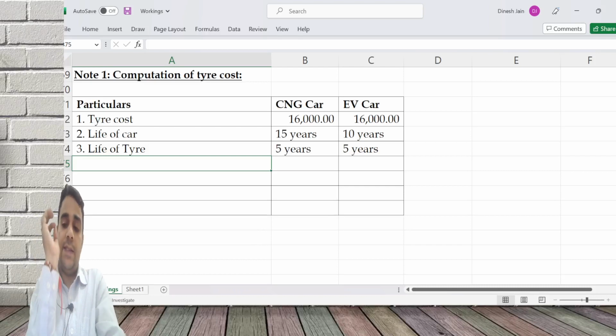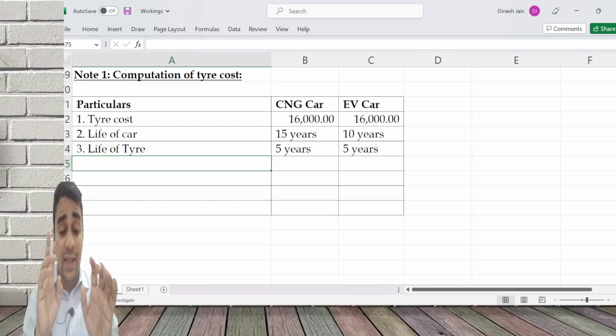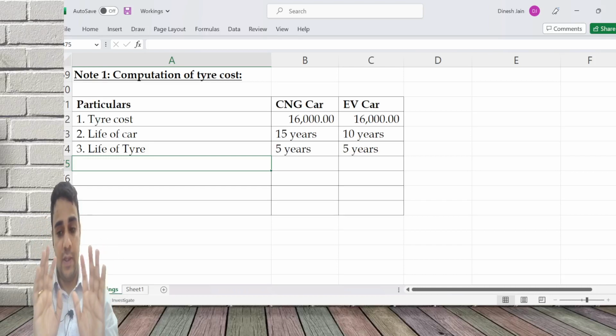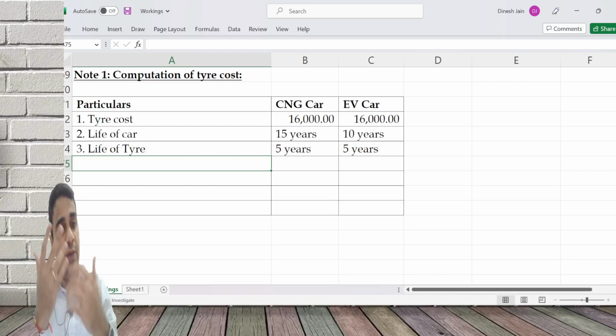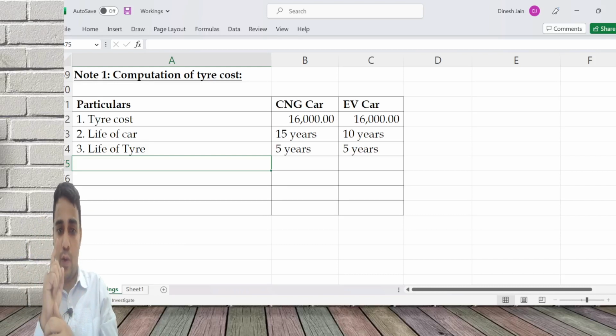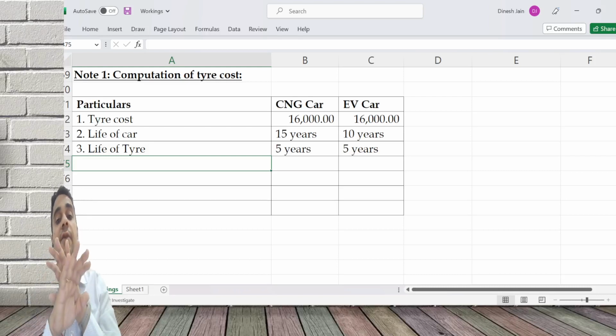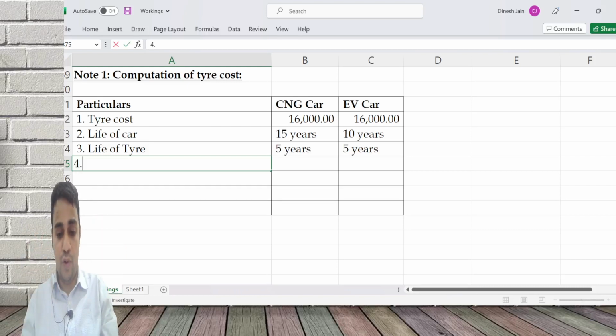Now listen. CNG car I buy today. At the end of the 5th year, I'll replace the tire the first time. At the end of the 10th year, I'll do the second replacement. At the end of the 15th year, I'll not do any replacement. Why no replacement? Because I am going to sell the car at the end of the 15th year. If I am going to sell it, why should I replace the tire? So at the end of the 5th year, one replacement. 10th year, second replacement, and thereafter that's all. No more replacement.